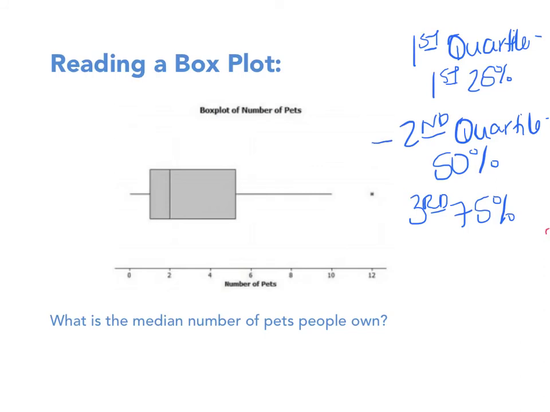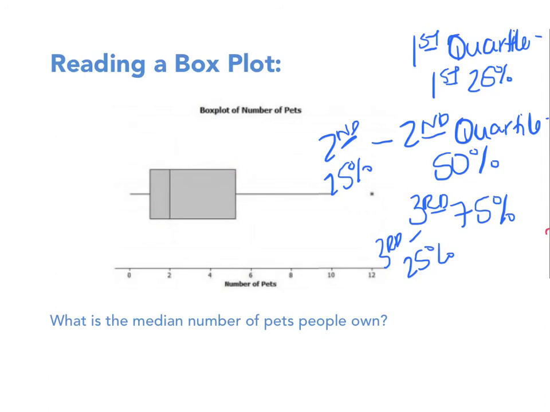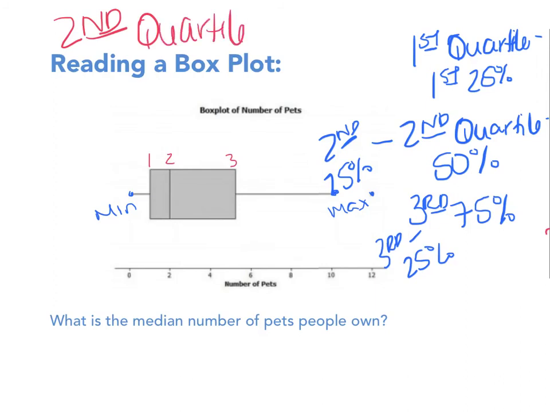So this could be the second 25. It depends what you're being asked to do. And then the third 25%. So in a box plot, these lines represent the quartiles. So this would be the first quartile, this would be the second quartile, and this would be the third quartile. These whiskers right here represent your minimum value and your maximum value. The second quartile is also your median, 50% of data.